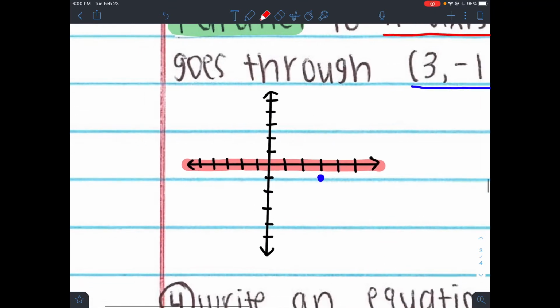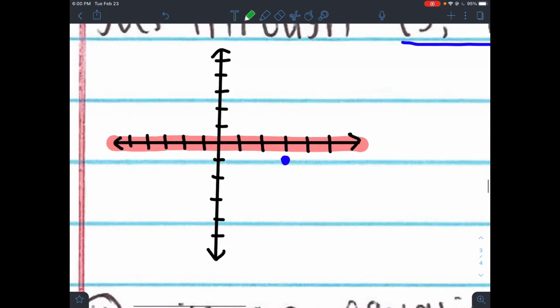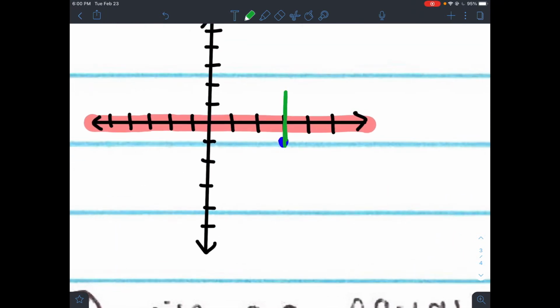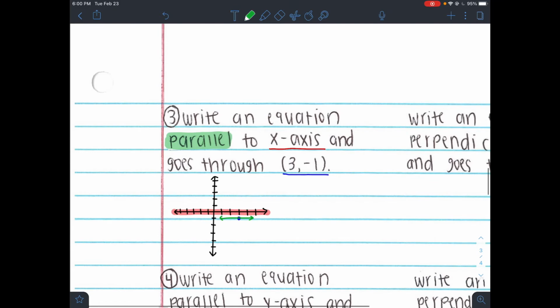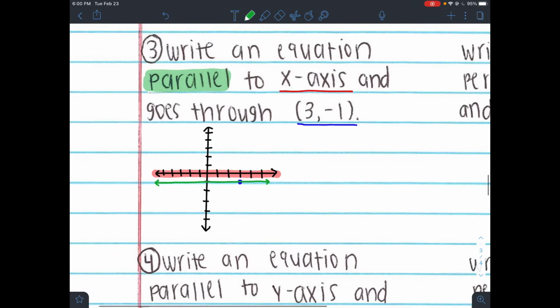Now remember, parallel means you do not want the lines to cross. And obviously because the x-axis is a horizontal line, then my new line also has to be a horizontal line because we want it to be parallel. So the question becomes, is my line going to look like this? Or is my line going to look like this? And the answer is you want it to look like that green one. You want it to be parallel to the x-axis. So your line's going to actually go through and look like this. Parallel, it's never going to cross that red x-axis.